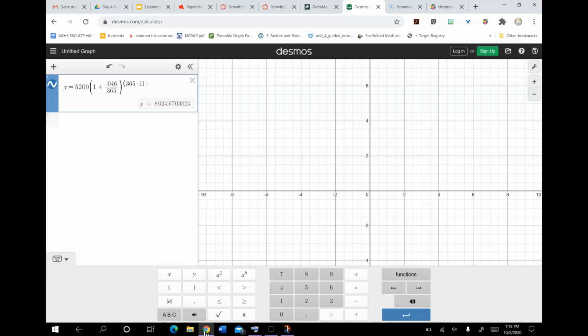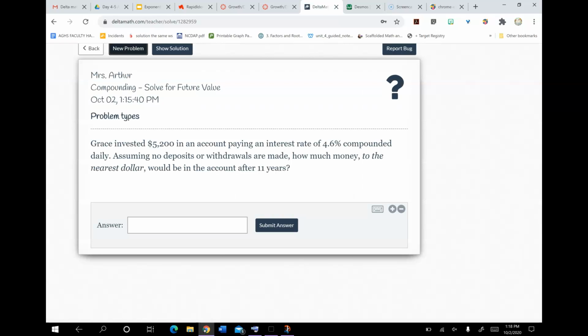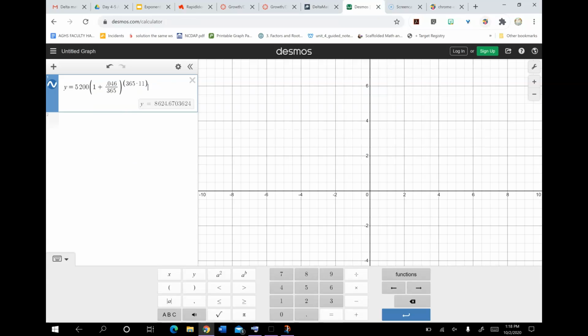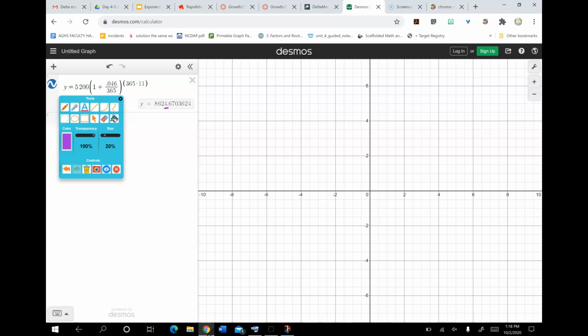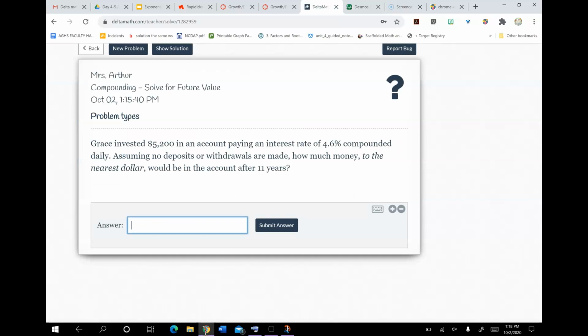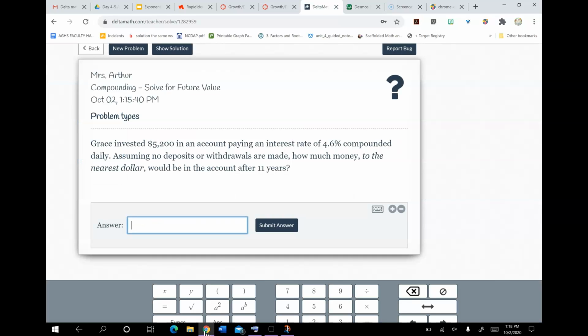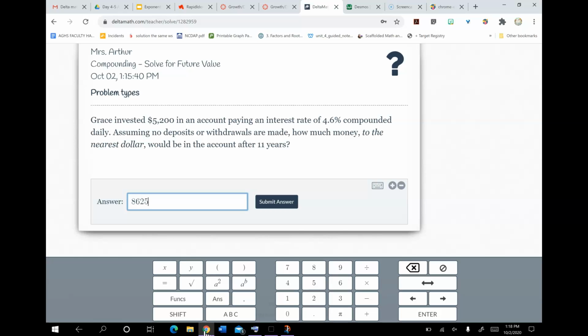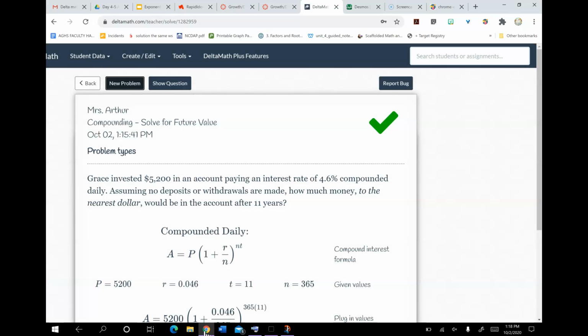All right. Now, it wanted us to round to the nearest dollar. So, nearest dollar, I would say this $8,624. So it wants me to round this 4. That 6 is going to make that 4 round up. So my answer would be 8,625. So I go back here, and I'm going to type 8,625. Got it right.